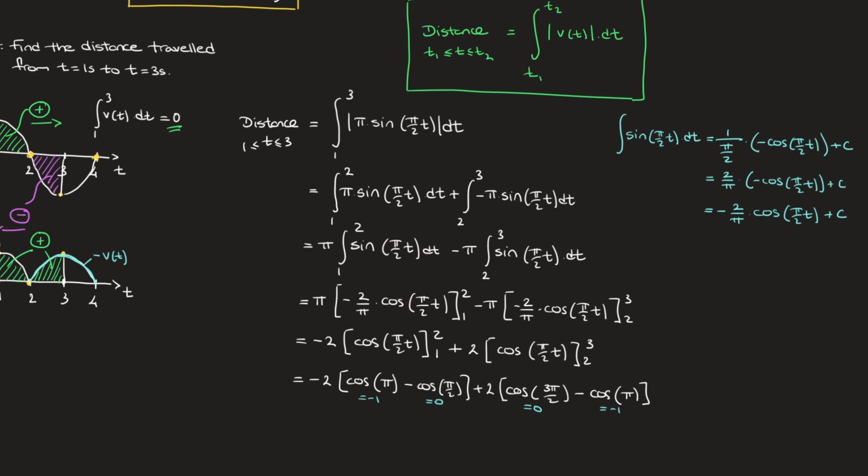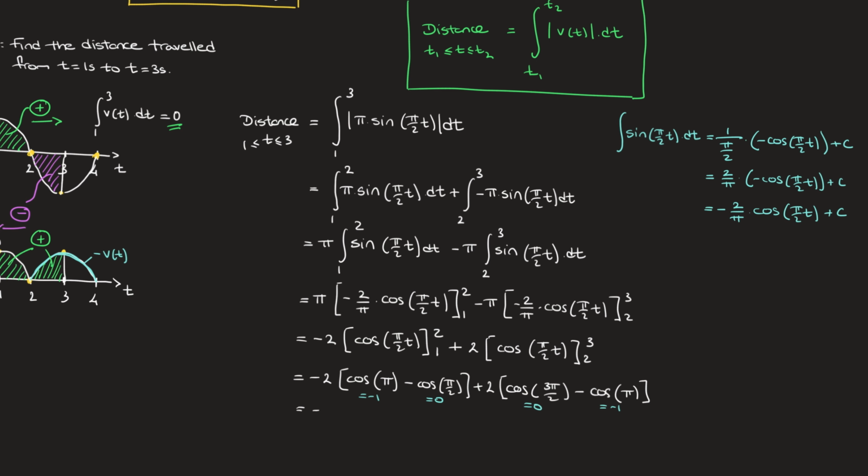We're nearly there. This is therefore equal to negative 2 times negative 1 minus 0, so that's just negative 1, plus 2 times, in square brackets, 0 minus negative 1. So that's 0 plus 1, so that's just 1. Finally, here we have negative 2 times negative 1, which is 2, plus 2 times 1, which is 2 as well. So this is 2 plus 2, which leads to the final answer, 4.